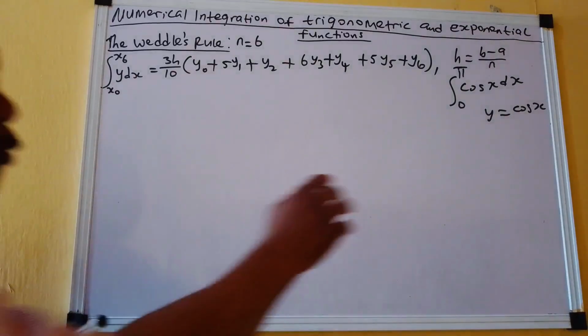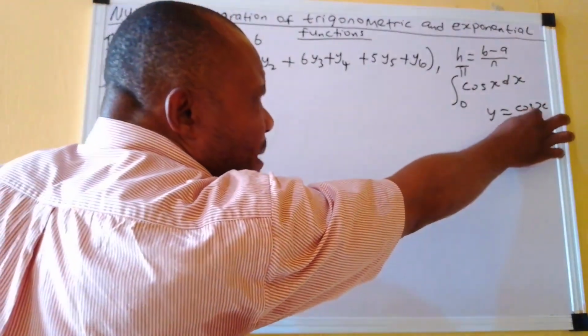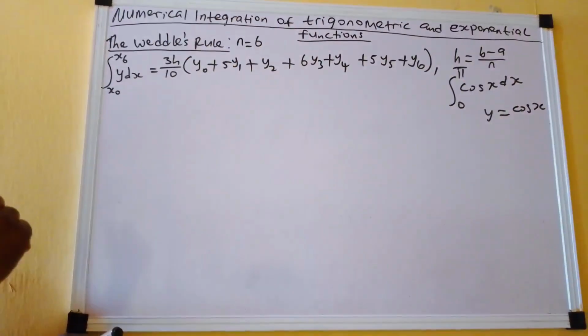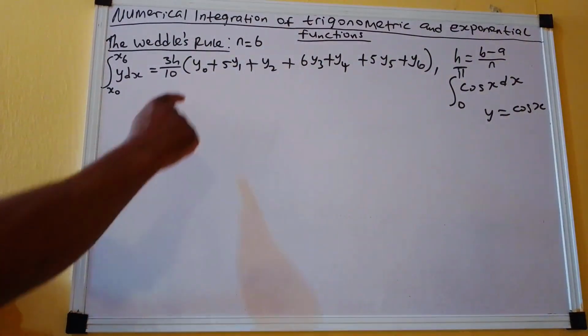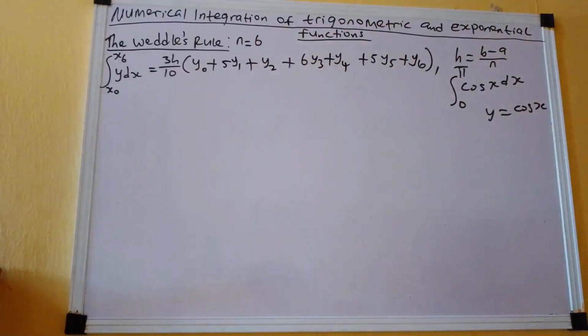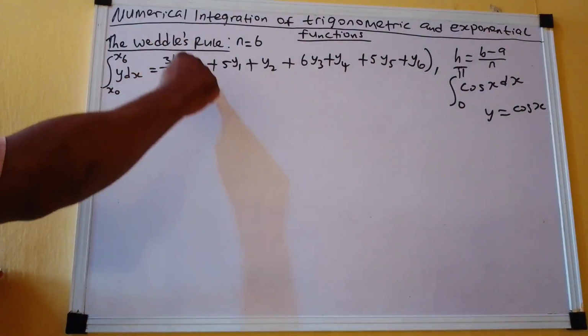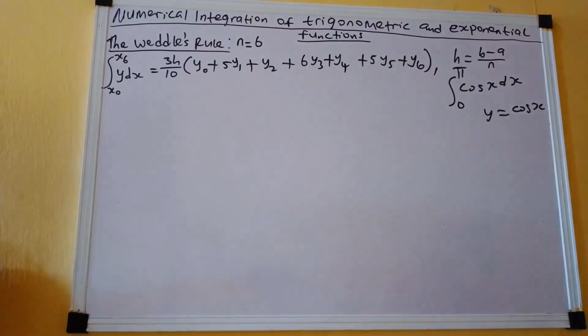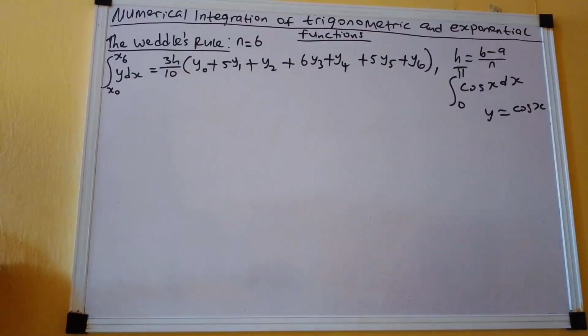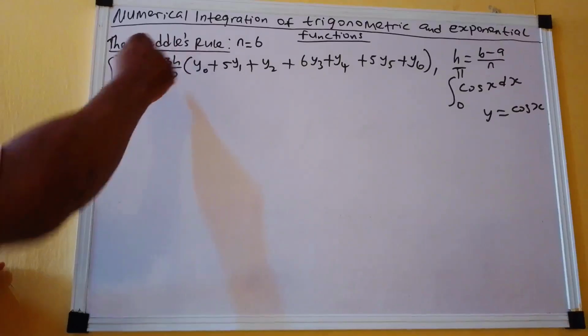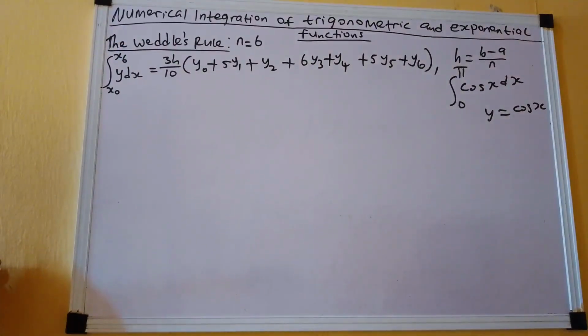Now, if your y is cos x, that means it's a trigonometric function. That means getting y0 to y1 will involve degrees. Then there is another h outside of this y0. Look at it. That h does not involve a trigonometric function, so the h there is in radian. That is what makes the integration of trigonometric functions a bit tedious.